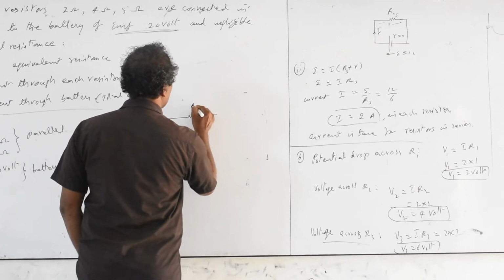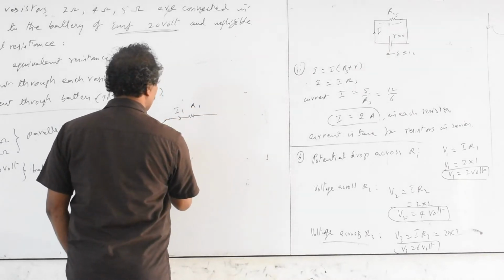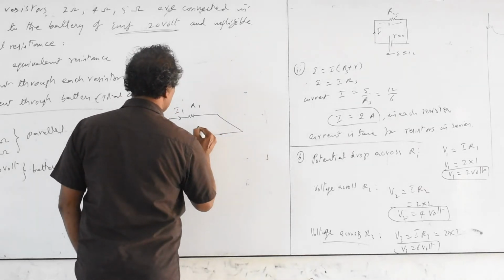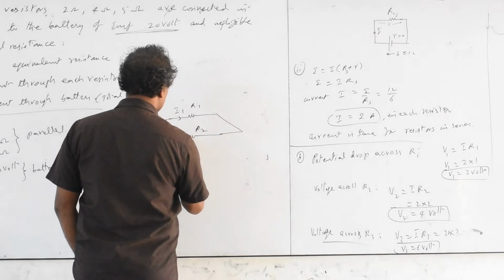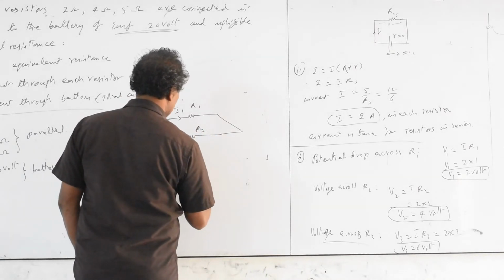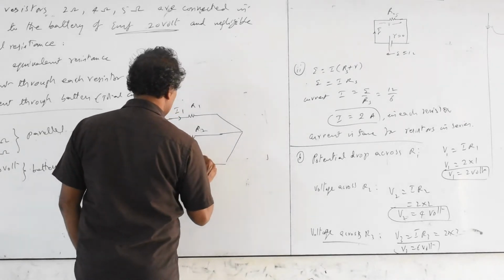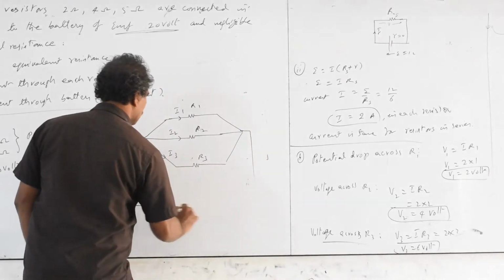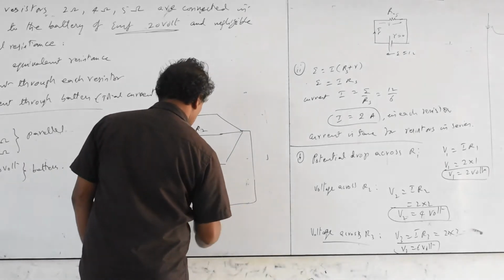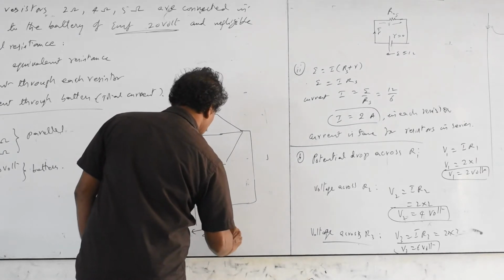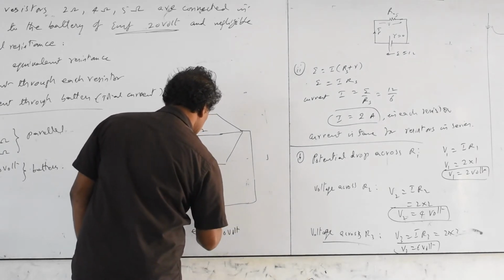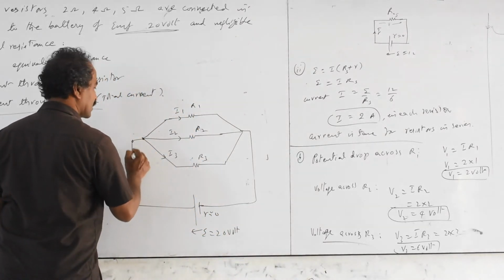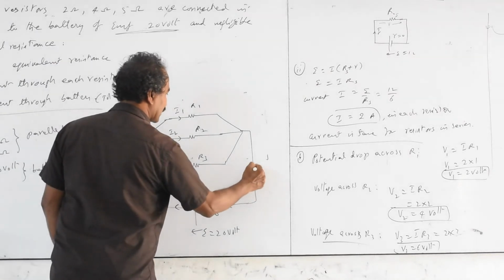This is R1. Current through this is I1. This is R2. Current through this is I2. This is R3. Current through this is I3. This is the cell. EMF is 20 volts. Internal resistance is 0. I1, I2, I3 are the branch currents, and the main current, the total current, is I.